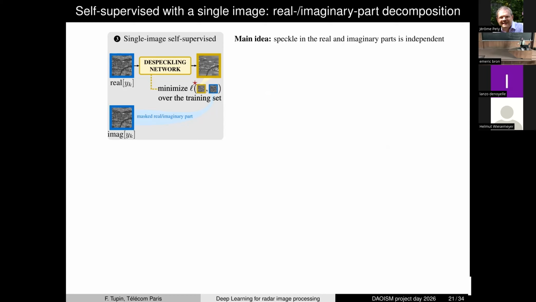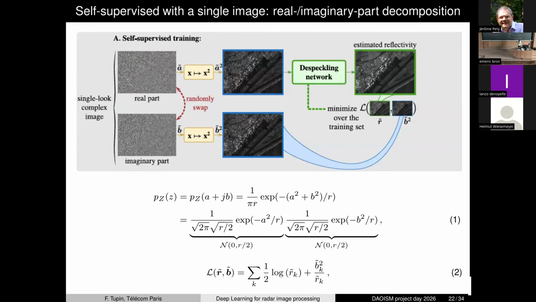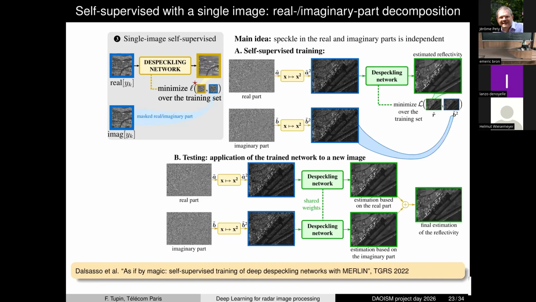And what is great now is that I don't need change compensation. And for every archive of SAR images that you have, you can just apply this kind of strategy by splitting the real and imaginary part. So that's a very efficient method. You have, of course, a full analytical way of defining the loss because you have, in this case, a very simple distribution, just the Gaussian distribution.